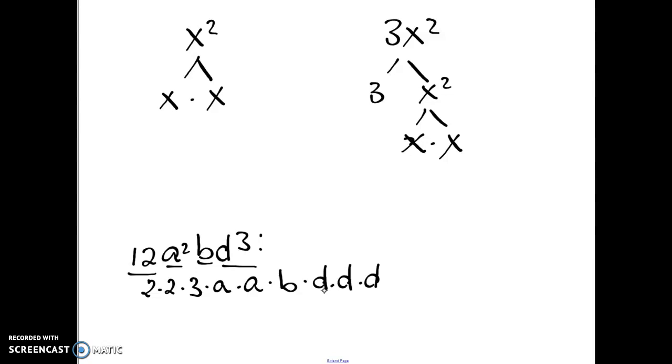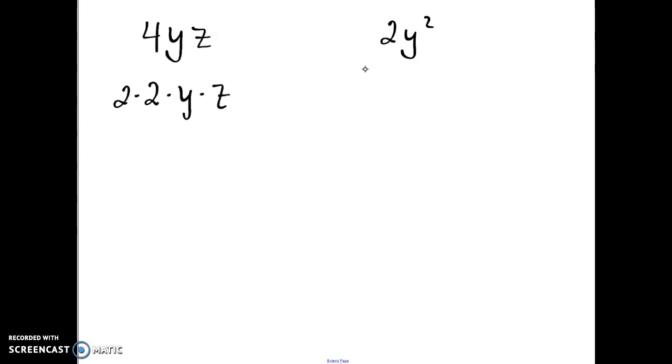So once I know that, I can apply the same skill to find the greatest common factor of two monomials. So if I had 4yz and 2y squared, well, this could break down into 2 times 2 times y times z. And 2y squared can break down into 2 times y times y.